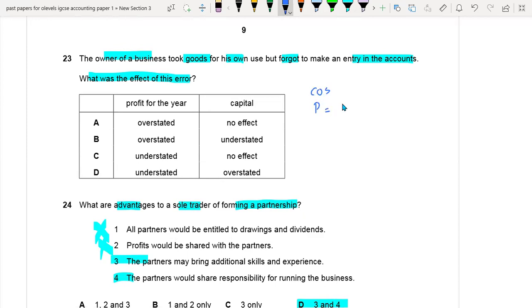So whatever the purchases are, let's suppose the purchases were 10,000, and the goods which we have just taken out are equal to 2,000. So it means that it will be decreasing our purchases. Just remember that whenever our purchases are decreasing, it means that our cost of sales is decreasing.